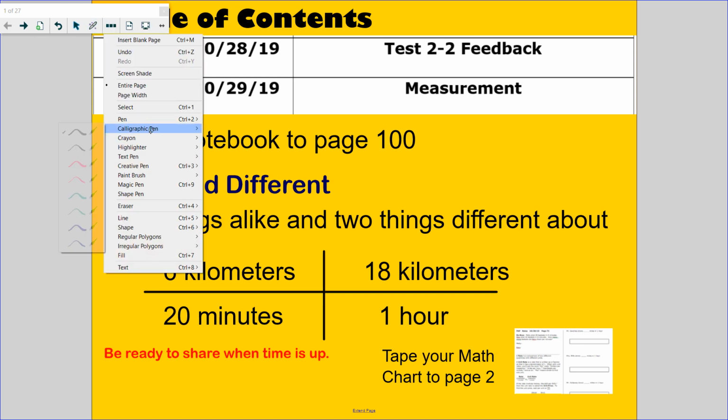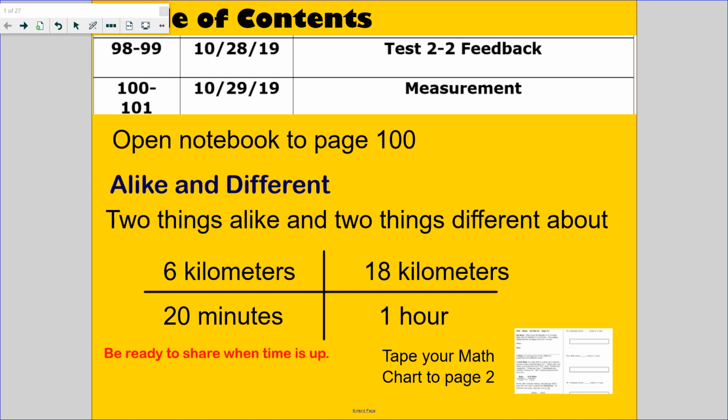Welcome. This video is over measurement conversion. So let's look at our number routine. Two things alike and two things different about this table right here. What do you see alike? They use a kilometer twice. Minutes and hours are about time, while kilometers is about distance.